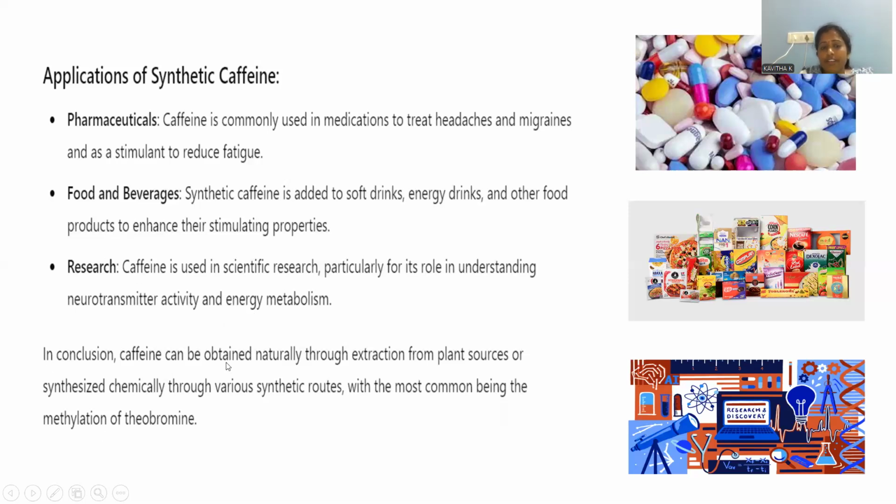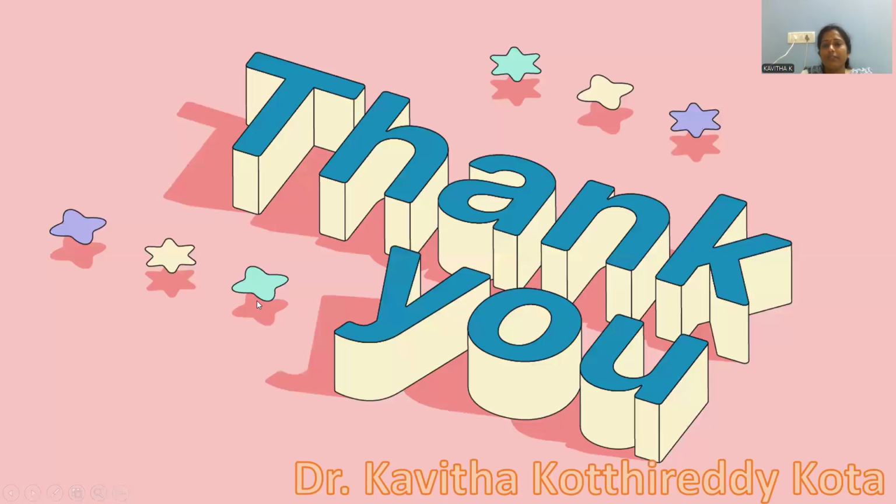In conclusion, caffeine can be obtained naturally through extraction from plants, or we can synthesize it within the laboratory as well. Many synthetic routes are available, the most common being the methylation of theobromine. Though many are present, the theobromine route is the common one. We have gone through the entire discussion regarding caffeine. Caffeine is an alkaloid containing the purine ring, or we can say the xanthine ring, or we can say a fused bicyclic ring.